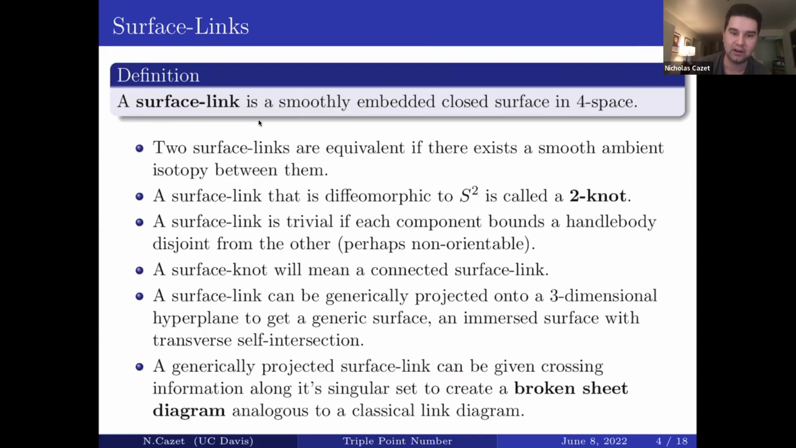And the singularities I'll show you in the next section, but along the singular set, you give it crossing information just like you do for a knot diagram. So for a knot diagram, the singular set are just double points. You give it over under information. For this, you would also give it crossing information, but now you have sheets, so you would call it a broken sheet diagram. So you break it like you would break a crossing.